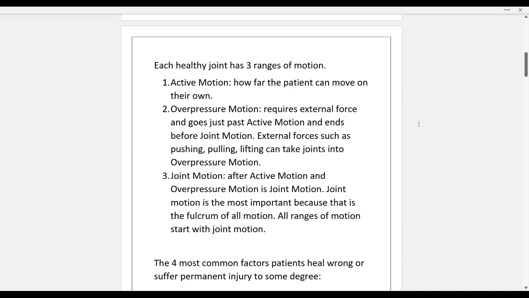Then there's joint motion. After active range of motion and overpressure motion is joint motion. Joint motion is the most important because it's the fulcrum of all motion. All ranges of motion start with joint motion. That's why the therapeutics in the joint motion are so important, because as soon as you affect the joint motion, you significantly increase active and overpressure range of motion.